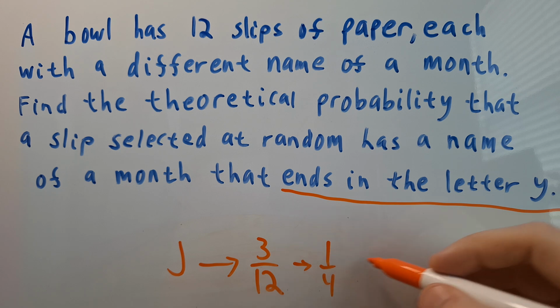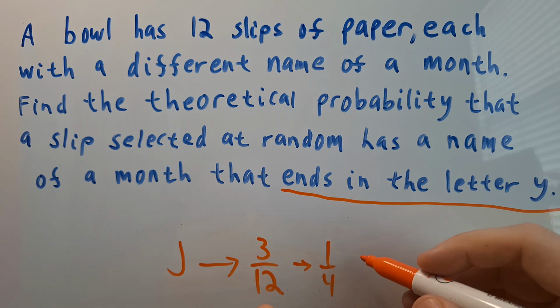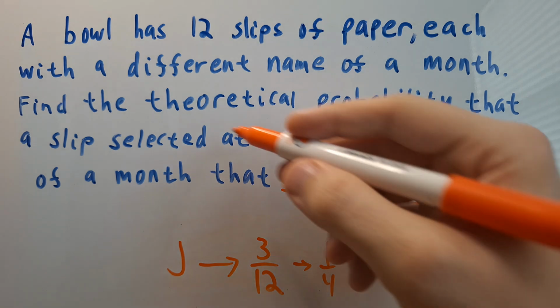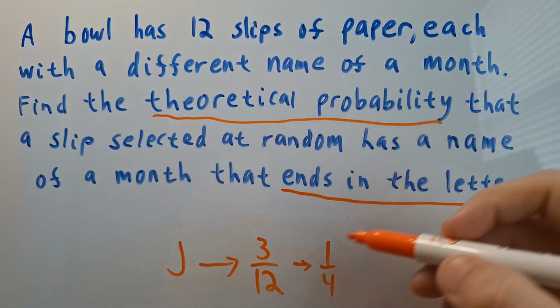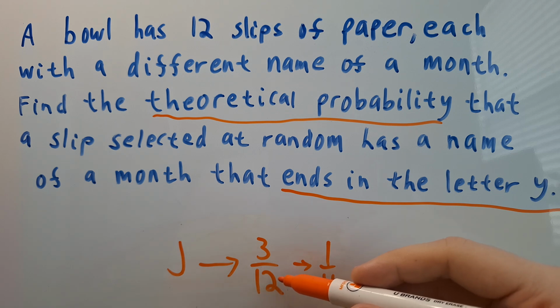Or 25% if you want to have it as a percent. That's fine too. I'll be writing them as fractions, but those are 2 examples of theoretical probability. Favorable outcomes over possible outcomes.